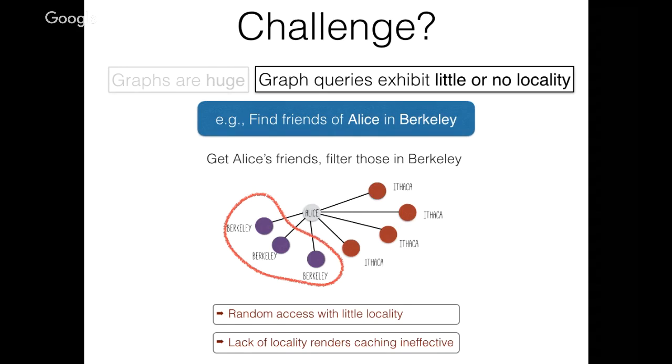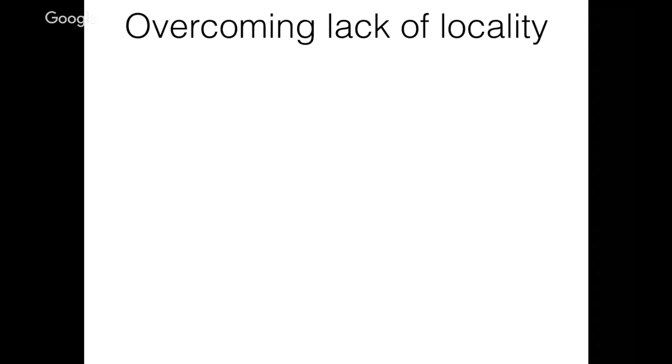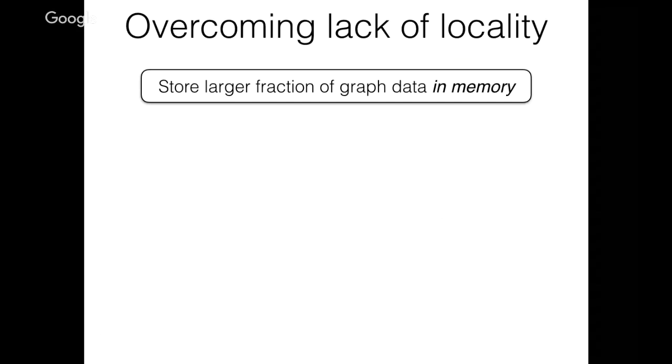This becomes problematic when the graph data is spread across main memory as well as secondary storage, and this lack of locality renders caching algorithms ineffective. So the question then becomes, how do you achieve good performance for graph queries when the graph queries themselves exhibit little or no locality? The approach we take is to push as much of the graph data into main memory as possible, and traditionally this has been achieved through compression.